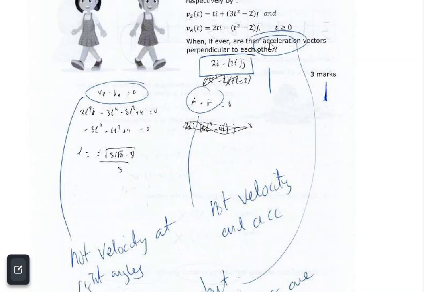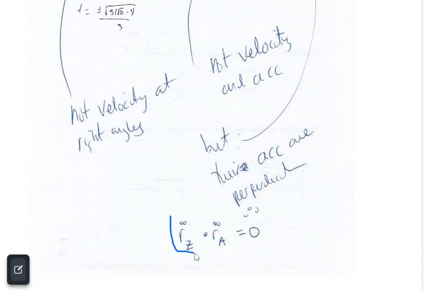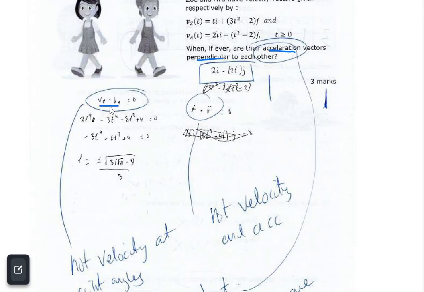we are wanting their acceleration to be perpendicular, so we are wanting to look at r double dot of z dot r double dot of a to equal 0. I can see you've tried to do the velocities, and also you tried to do velocity and acceleration, but we wanted the two accelerations.